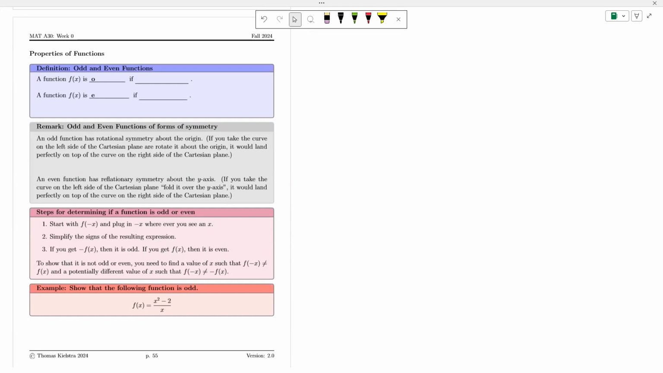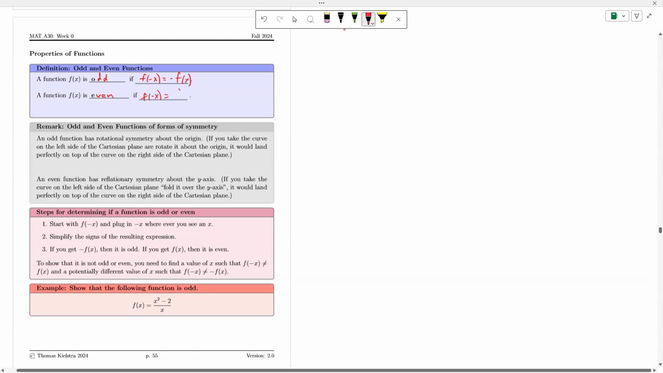Next, we're going to talk about the properties of functions. Now, the first property we're going to introduce is odd and even functions. Now, a function is odd if f of minus x equals minus f of x. And a function is even if f of minus x equals f of x. Now, odd and even functions are forms of symmetry. An odd function has rotational symmetry about the origin. And an even function has reflective symmetry.